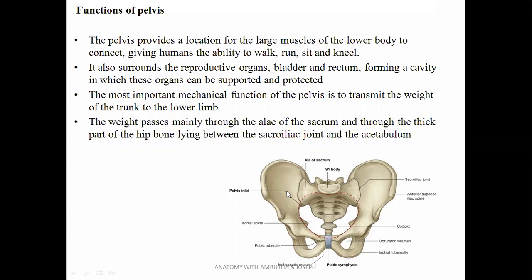The weight passes mainly through the ala of the sacrum. So when you think about the weight transmission, the weight from the upper part passes through the ala of the sacrum, this is the ala of the sacrum, through the thick part of the hip bone. This is the thickest part of the hip bone, lying between the sacroiliac joint and the acetabulum. So when you stand, the weight transmission occurs this way, through the ala of the sacrum, through the thick part of the hip bone between the ala and the acetabulum, then to the femur.